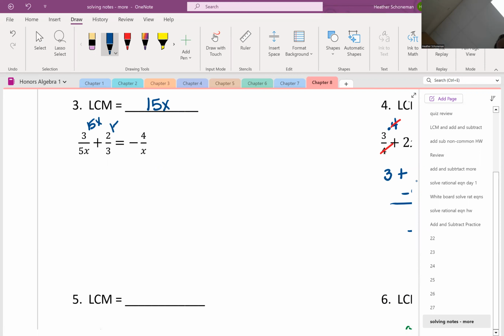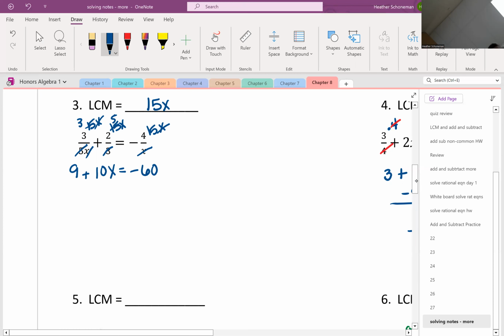So I'm going to multiply every term by 15x. Now, the idea with this is to clear the fraction. So here, the x's cancel, and 5 and 15 reduce. So I get 3 times 3, which is 9. Over here, the x's don't cancel, but the 3 and 15 reduce. So I have 2 times 5 times x, which would be 10x. Over here, the x's cancel, and I have -4 times 15, which is -60.